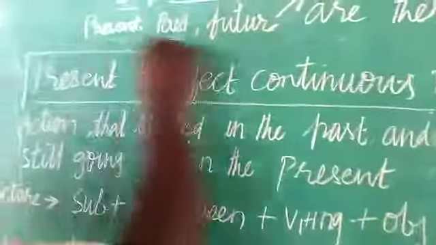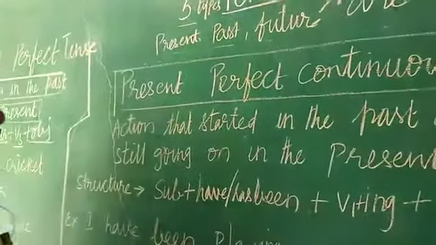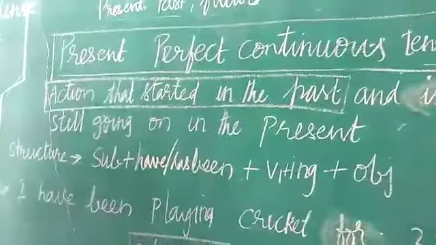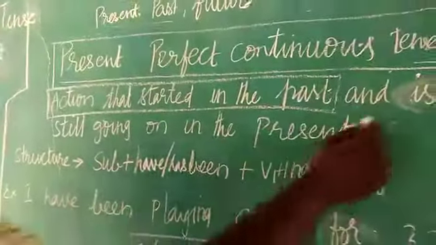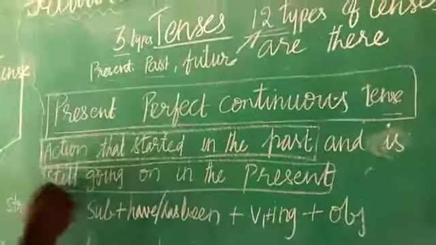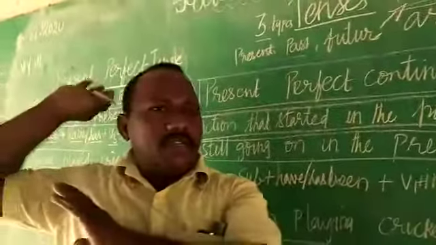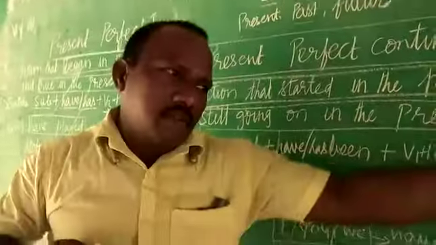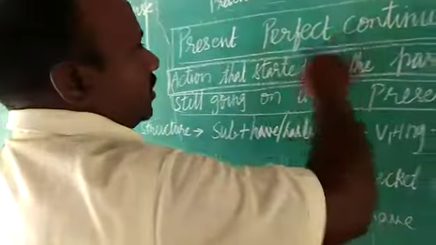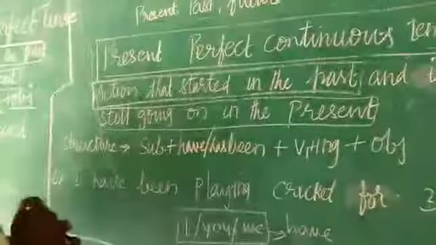What is present perfect continuous tense? The meaning here, children, is an action that started in the past and is still going on in the present. Going on means continuous. That's the meaning of present perfect continuous tense, children.